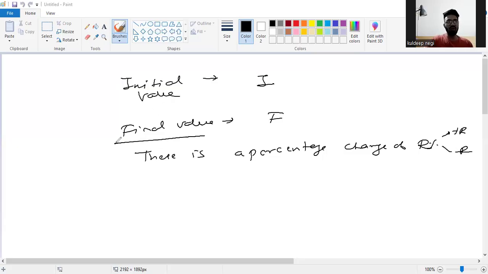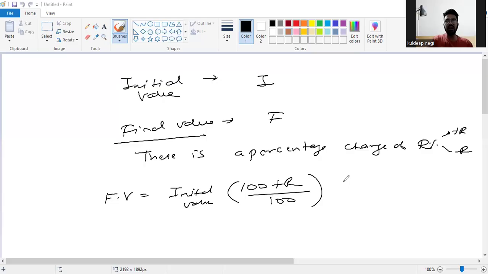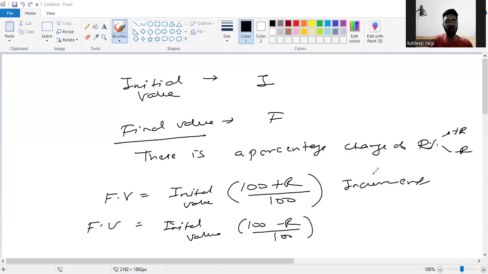So, if you want to get the final value from the initial value where you know the percentage change, the formula is: final value is equal to initial value multiplied by (100 plus R) upon 100 in case of an increment. And if you have encountered a decrement, or your value got decremented, then the final value will be equal to initial value multiplied by (100 minus R) upon 100. So this is the case for decrement.